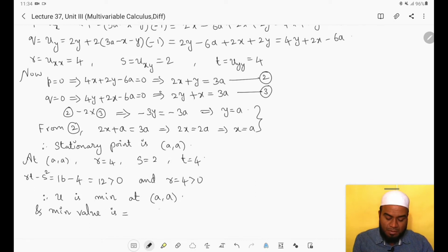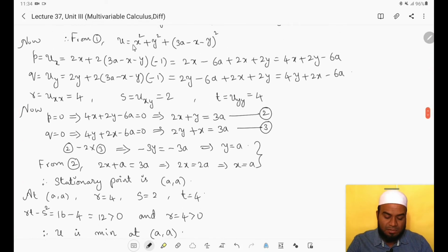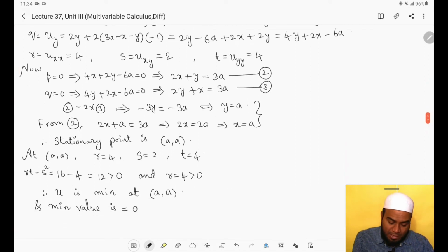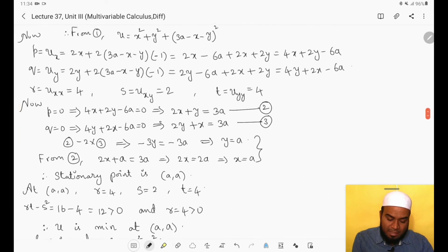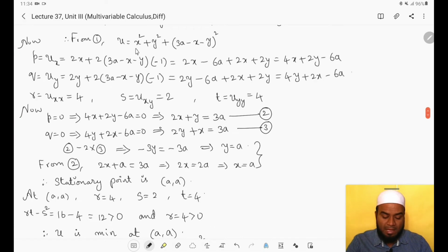We have to substitute this (a, a) in the function u. Here u is x square plus y square plus (3a minus x minus y) whole square. Substitute that. So what we will get: a square for x square, a square for y square, right. Then 3a minus x minus y, so (3a minus a) whole square. How are we getting this? We are substituting (a, a) here: a square plus a square plus (3a minus a) whole square.